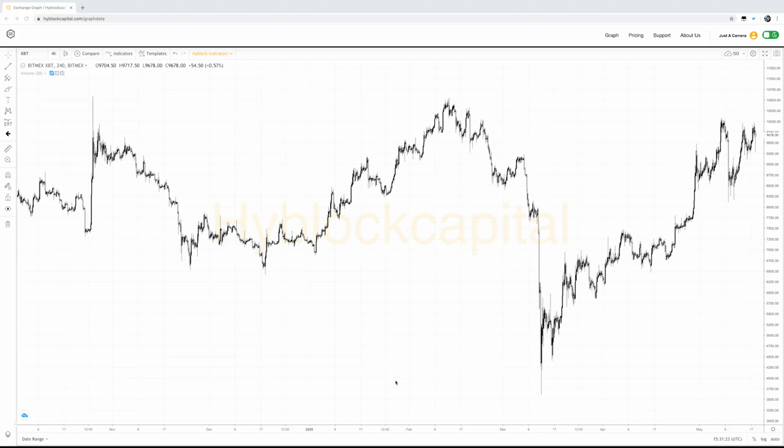Okay, so today we're going to be going over the graphing feature of Hyblock Capital. And it's going to look familiar to you, as some of the things we're going to be looking at we saw on the Trading Activity tab, right?